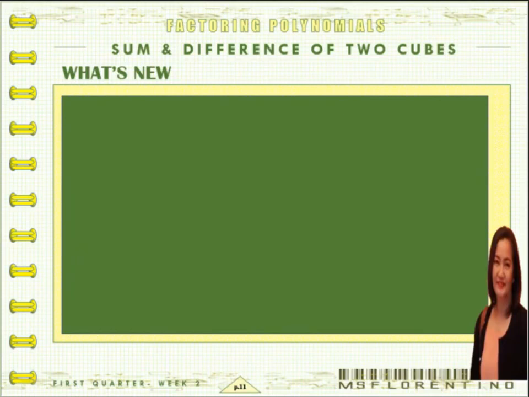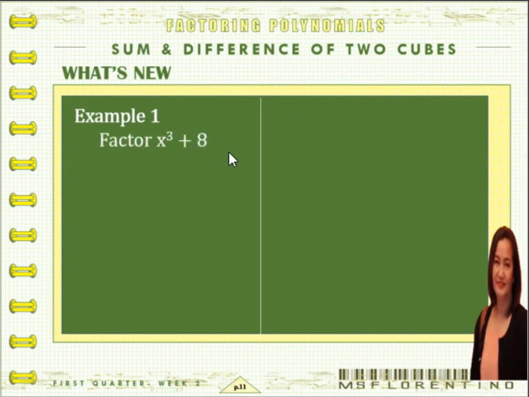Let us cite examples of factoring the sum and difference of two cubes. Example 1. Factor x cubed plus 8.